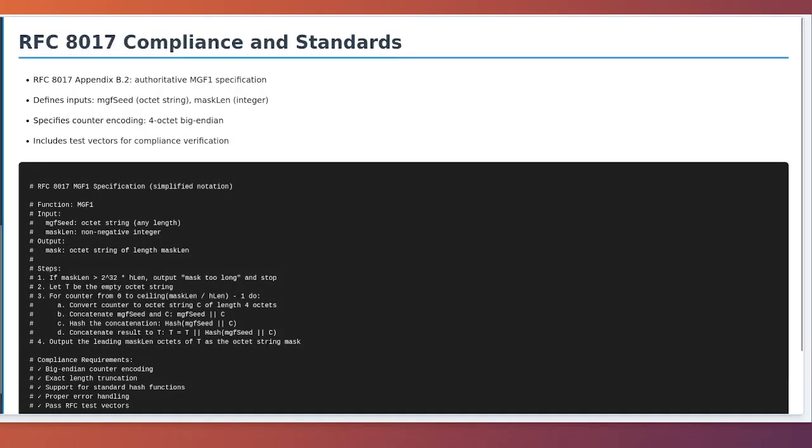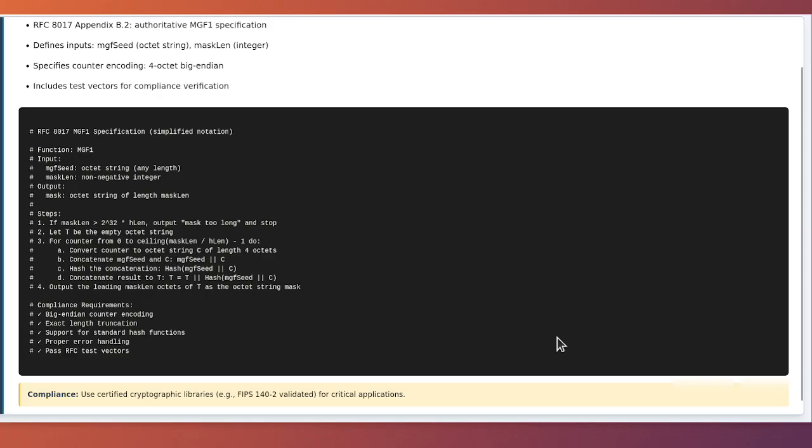RFC 8017 Compliance and Standards. RFC 8017 is the authoritative standard for MGF1. This RFC, published in November 2016, superseded earlier RFC 3447 and defines PKCS No. 1 version 2.2, which includes the MGF1 specification in Appendix B.2. Understanding what the RFC says and how to ensure compliance is important for building interoperable cryptographic systems.